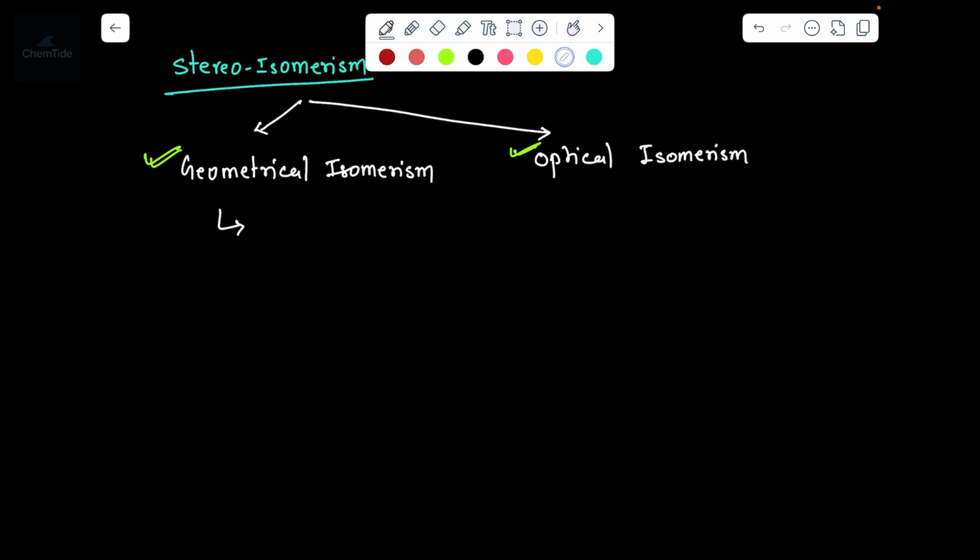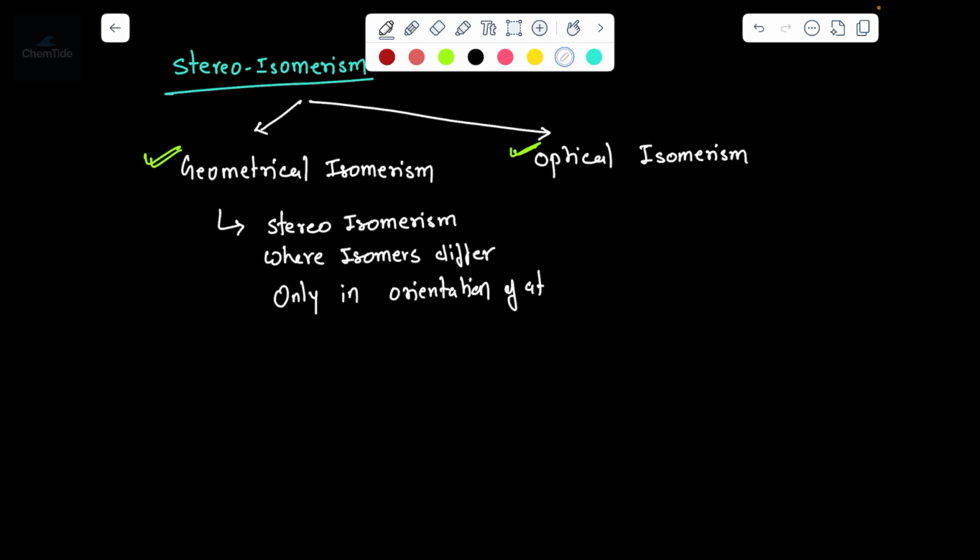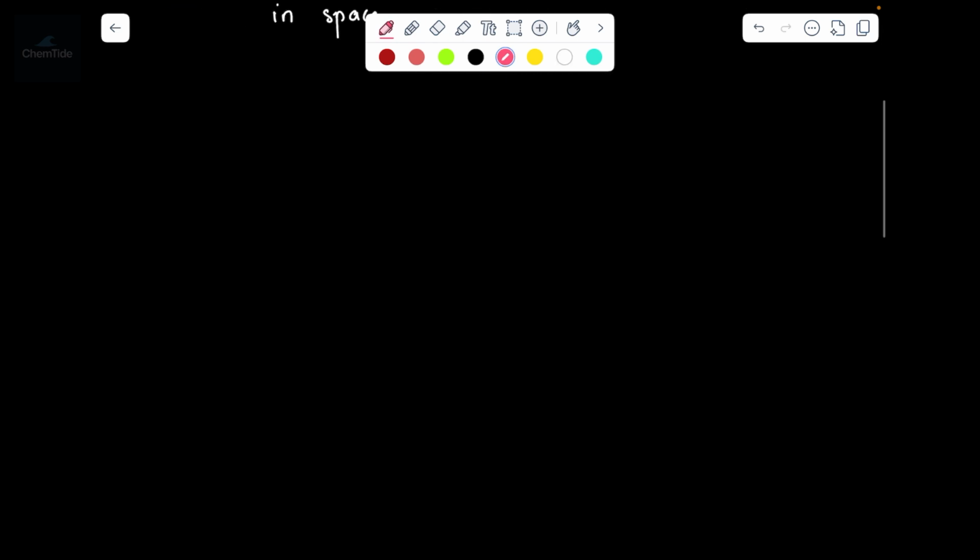Geometrical isomerism is basically a stereoisomerism where isomers differ only in the orientation of atoms in 3D. Such type of isomerism is named geometrical isomerism, and we have to learn what type of condition is needed for geometrical isomerism. So let's start with the conditions for geometrical isomerism.